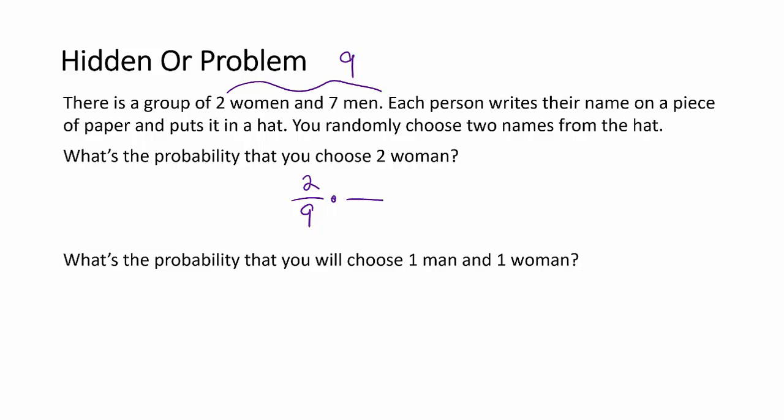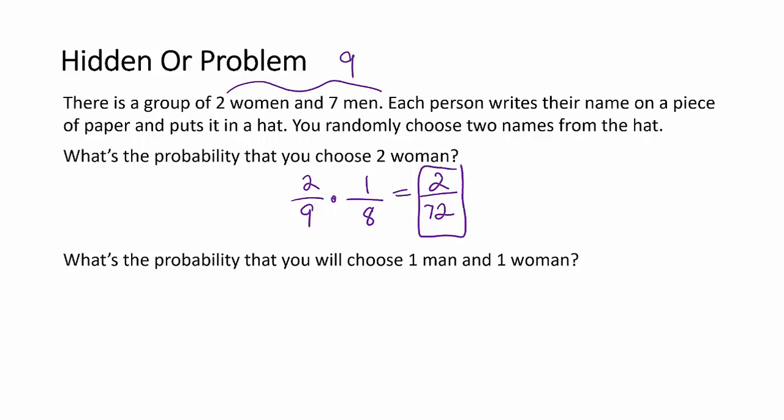So we have to now think that we chose that woman when we choose the second time. We chose one of those women, leaving 1 behind. And we also chose a name, therefore there are only 8 names. All right, now we're going to multiply those events. So we get 2 over 72. Now that wasn't the hidden or problem yet, and you'll see why.